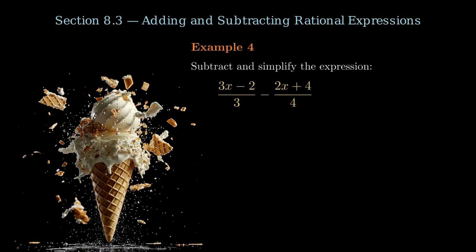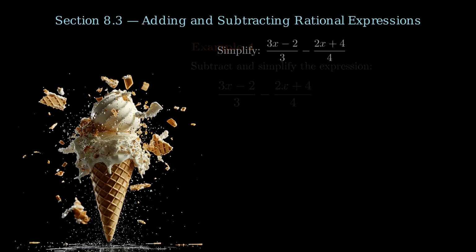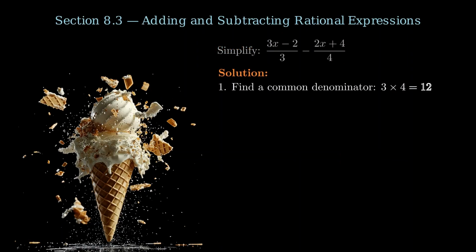Let's practice subtracting rational expressions with different numeric denominators. Subtract and simplify the expression 3x minus 2 over 3 minus 2x plus 4 over 4. First, find a common denominator by multiplying 3 and 4, which is 12.